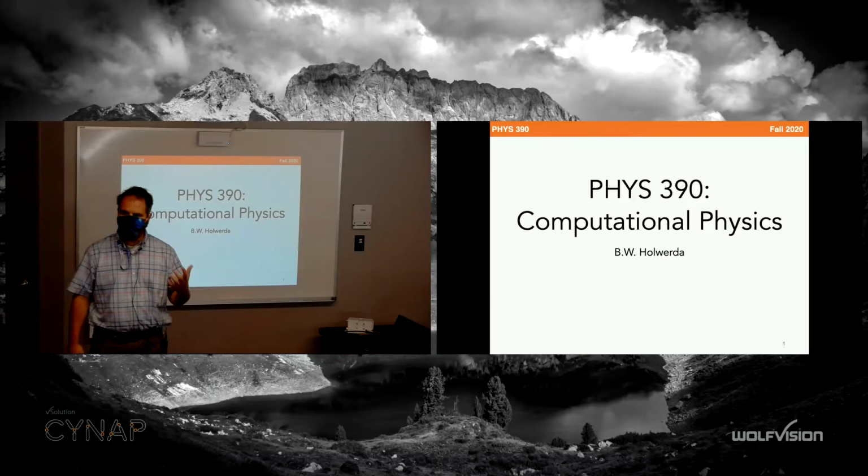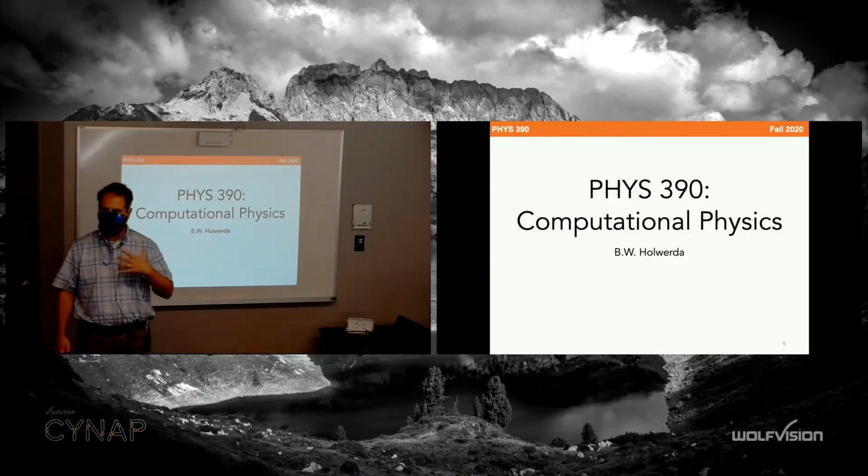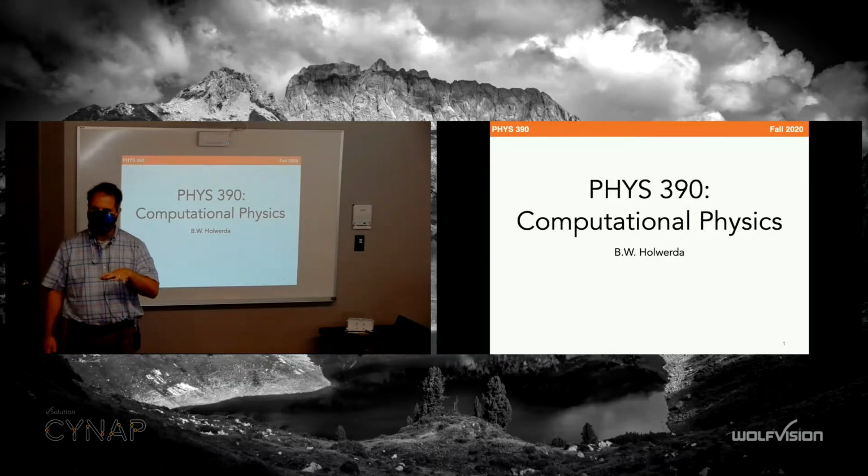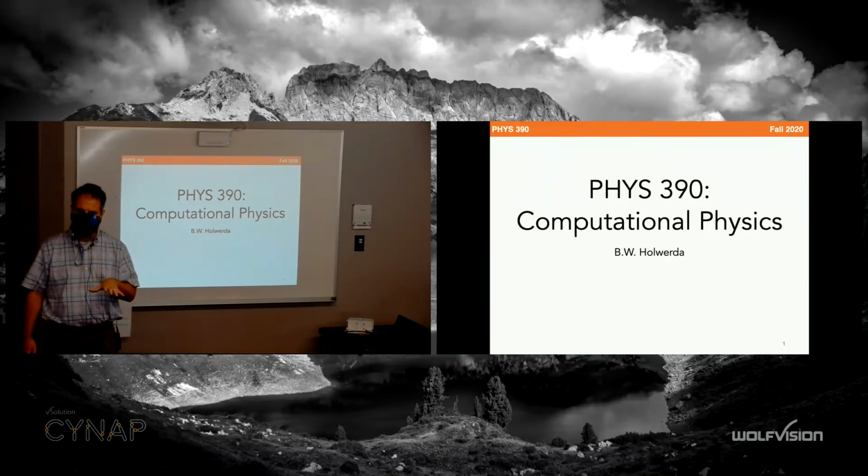So physics 390, computational physics. In my case, that means mostly astrophysics, but that's where my examples come from. That doesn't mean that this is only useful in astrophysics. It is a very general course.